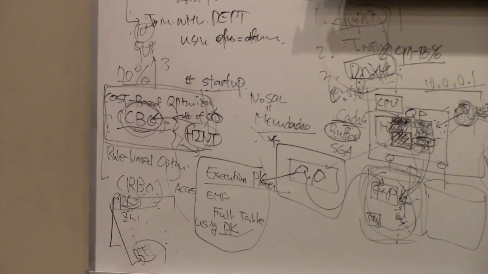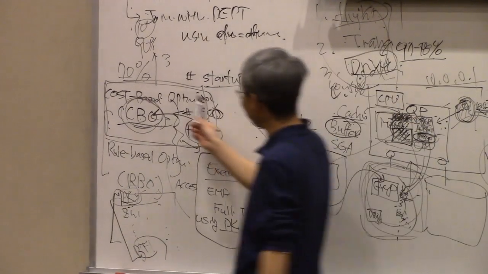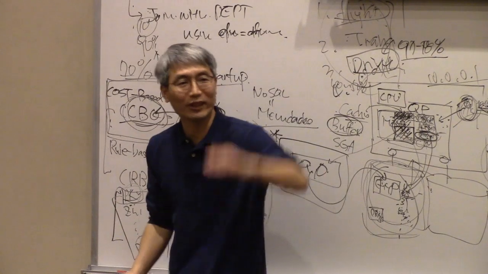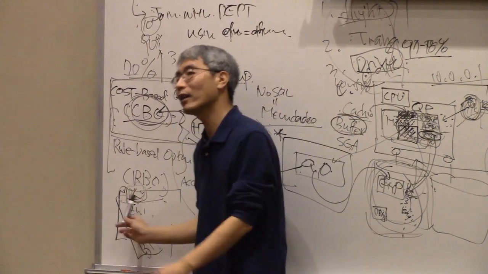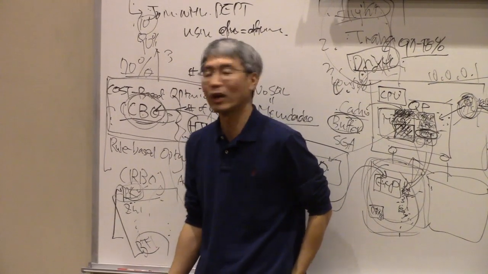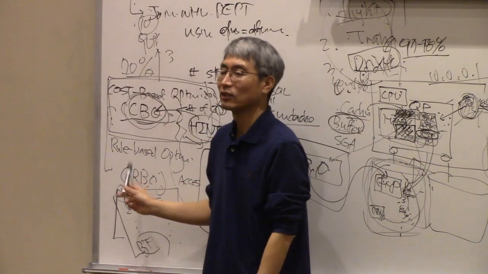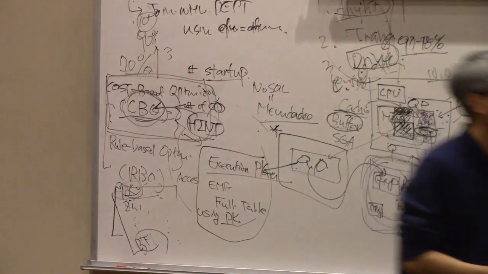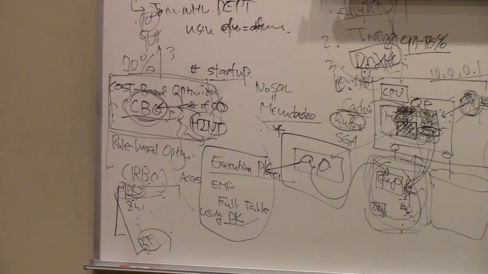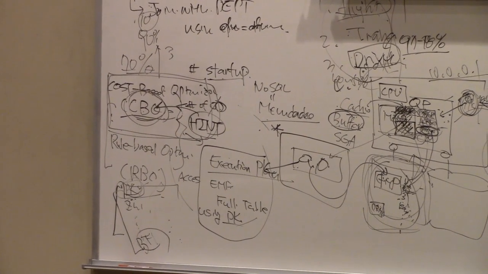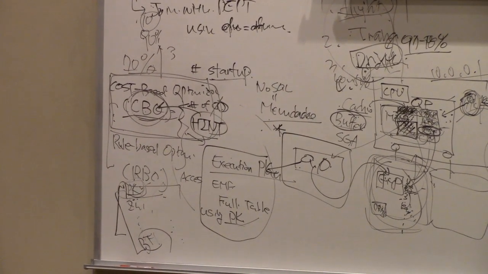So we are going to see how the cost-based optimizer works. With rule-based, you can decide the rules. For example, Oracle has 15 different rules. You don't have to memorize them, but for the cost-based optimizer, we will see how it works. Any questions so far?